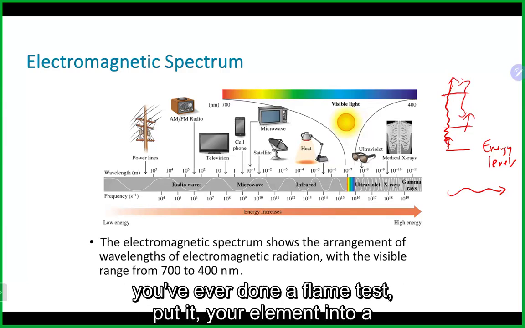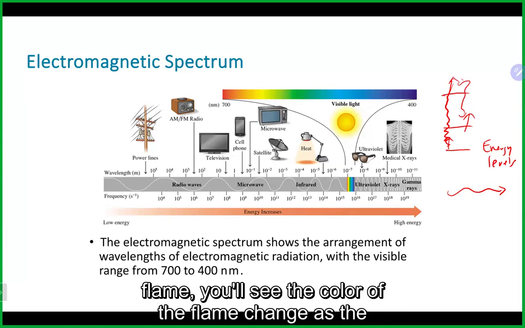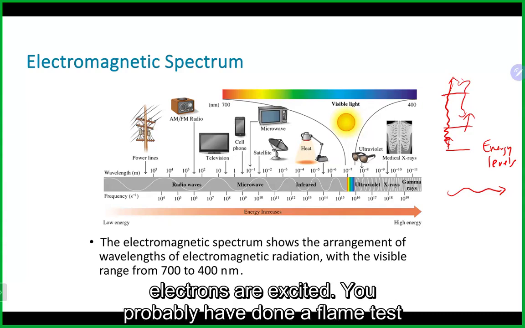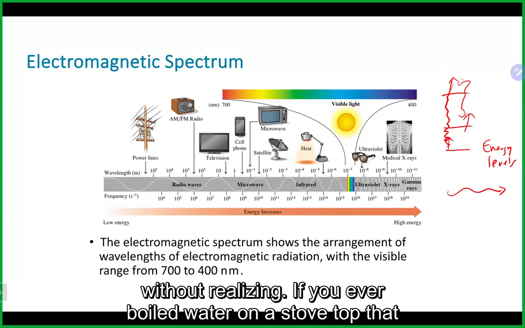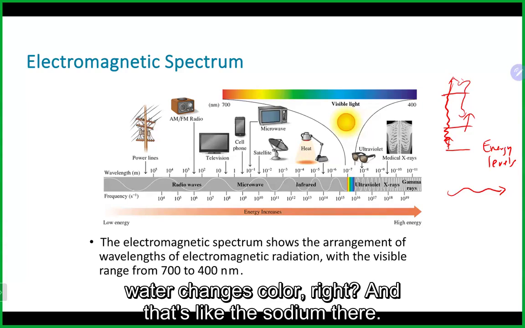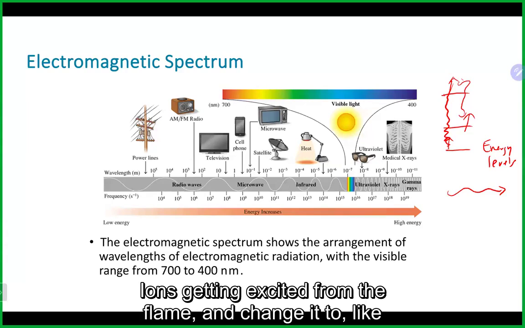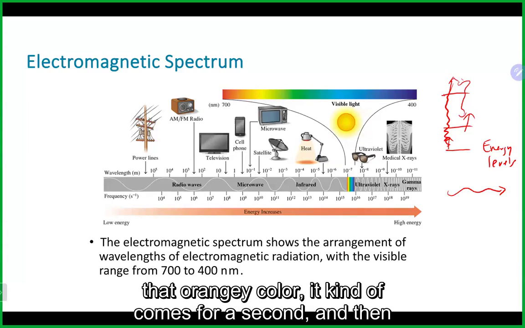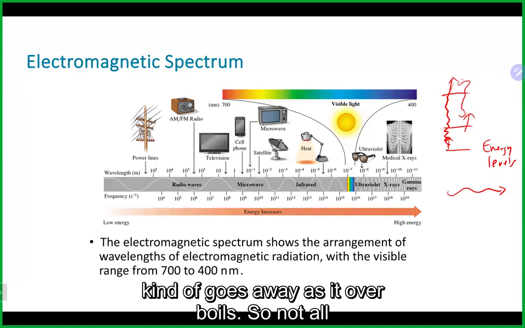Same thing if you've ever done a flame test. Put your element into a flame, and you'll see the color of the flame change as the electrons are excited. You probably have done a flame test without realizing it if you ever boiled water on a stovetop with gas and fire, and it overboils and hits the flame and the flame changes color. That's the sodium ions getting excited from the flame and changing to that orangey color. It comes for a second and then goes away as it overboils.